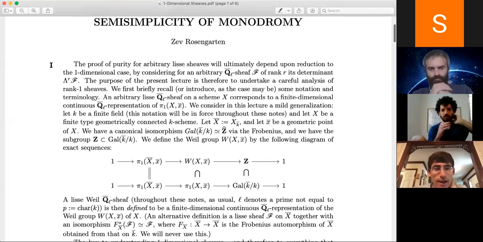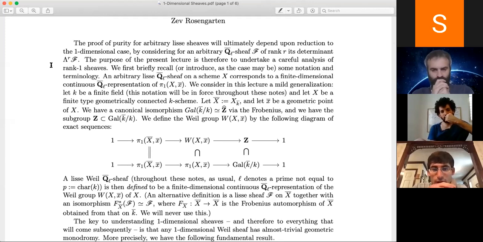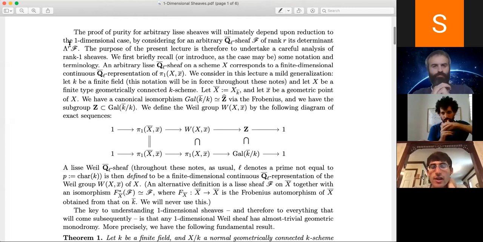Later, Magnus, I think, is going to prove purity for real sheaves, at least. I don't know exactly what he's going to do, but he's going to prove purity for some class of sheaves, and the proof of purity will depend ultimately upon reduction to the one-dimensional case. So what you do is you start with an arbitrary lisse Q_l-bar sheaf of rank r, and you take its determinant, and by understanding the determinant well, you'll try to understand the sheaf F itself.